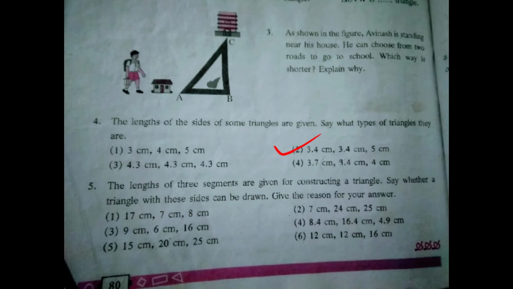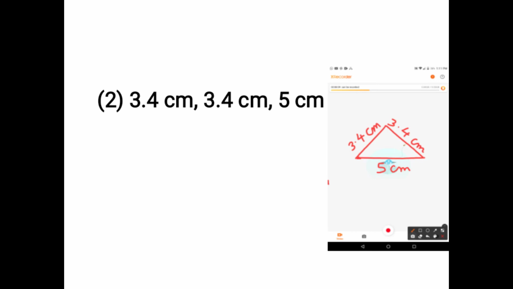Next one, 3.4 centimeter, 3.4 centimeter, 5 centimeter. Here I have drawn this triangle over here. Two sides are equal, 3.4 centimeter and 3.4 centimeter. The third side is different. If two sides are equal and the third side is different, it is an isosceles triangle.